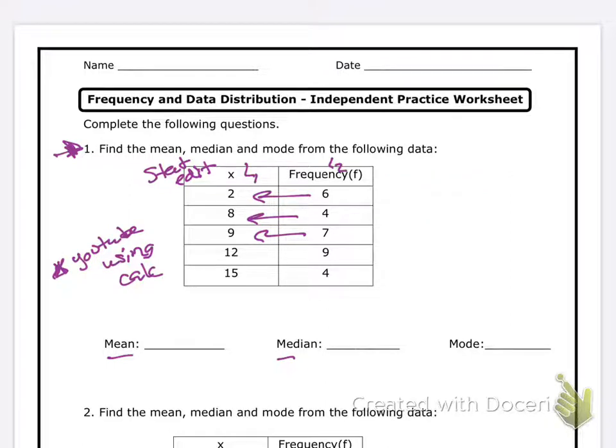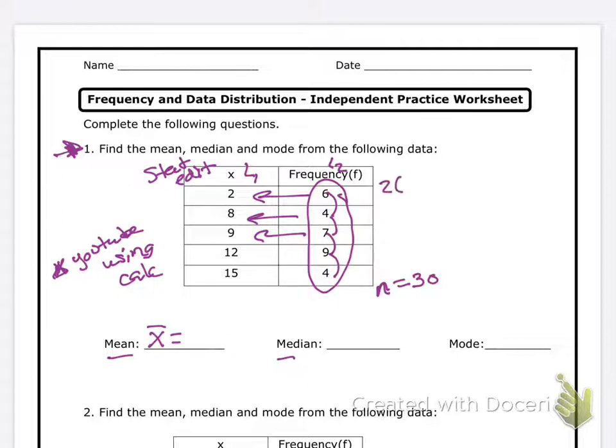Okay, so first off, frequency is this. So how many total items are in this whole table here? Well, this is 10, 17, 26, 30. So there's 30 total, okay? To get the mean, remember, it's X bar or that mu. We use both in stats. You're going to add them all up and divide.